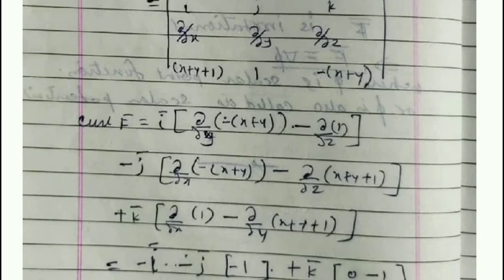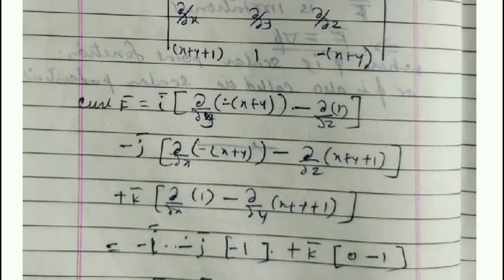And after that solve this question by the determinant method, meaning i as it is cross this, okay, meaning del by del y of minus (x plus y) minus del by del z of 1, minus j.